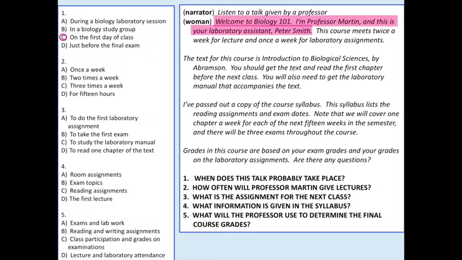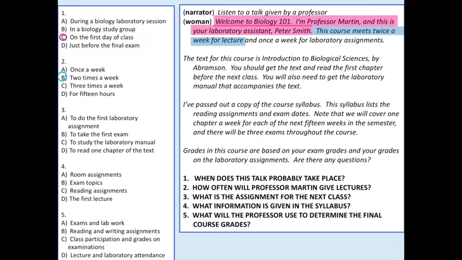Number 2. How often will Professor Martin give lectures? The answer to this is in the third sentence. This course meets twice a week for lecture and once a week for laboratory assignments. There are 2 frequencies here, but number 2 asked about the lectures. So the answer is B, boy, 2 times a week.